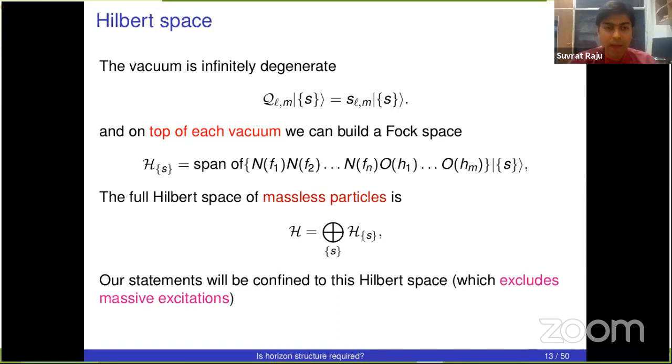And then once you have this Fock space on top of a particular vacuum, you take the direct sum of all of these Fock spaces, and that gives you what I will call the full Hilbert space of massless particles. This is just the standard construction. All the statements I'm going to make are going to be confined to this Hilbert space. As I said previously, it excludes massive excitations, although I think the lessons that we learn will go on to massive excitations as well.